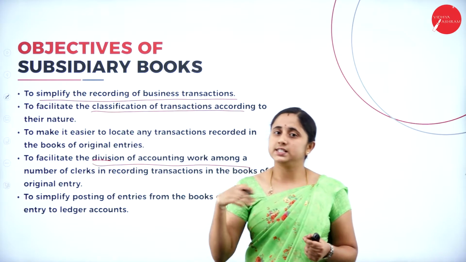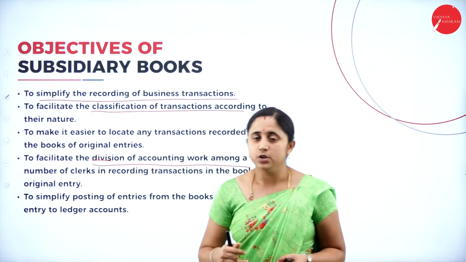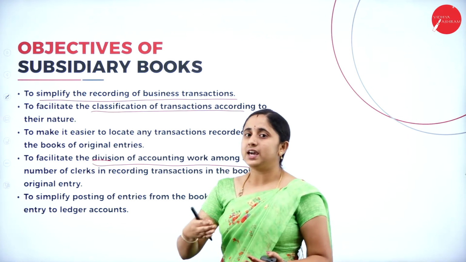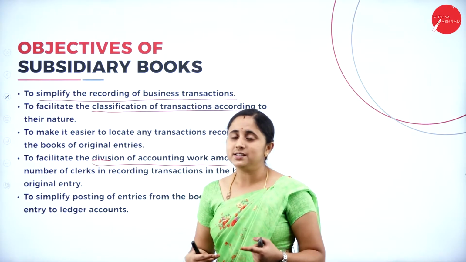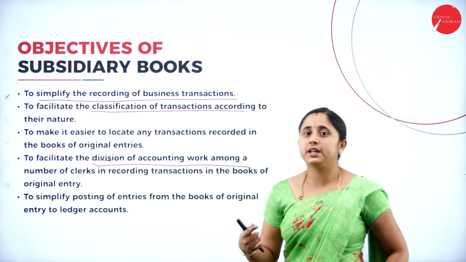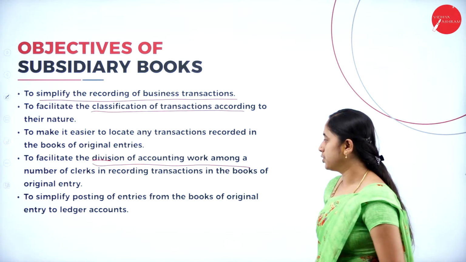So, it is easy to record as well as it is easy to verify. When you have more than one book, they can verify twice or thrice. So, it becomes easier and errors can be reduced. So, errors can be reduced through subsidiary book.